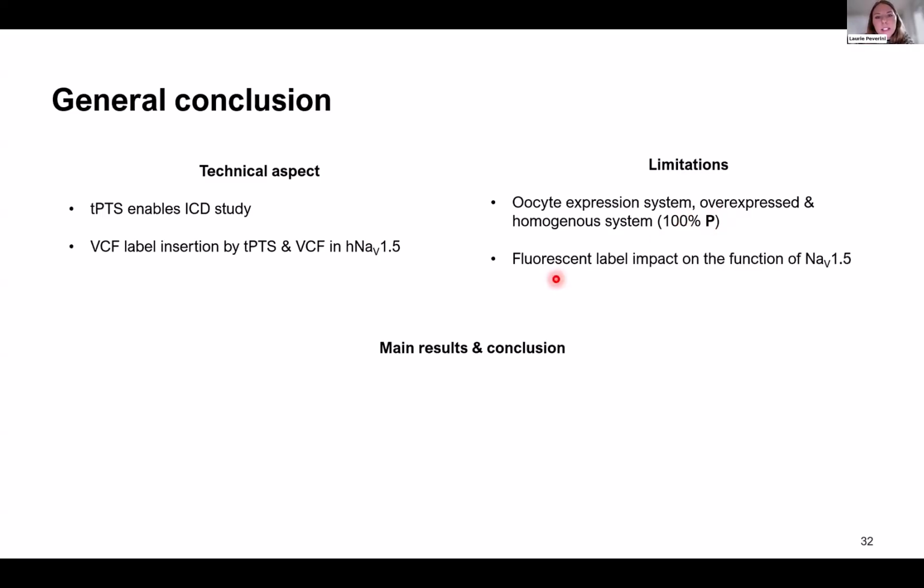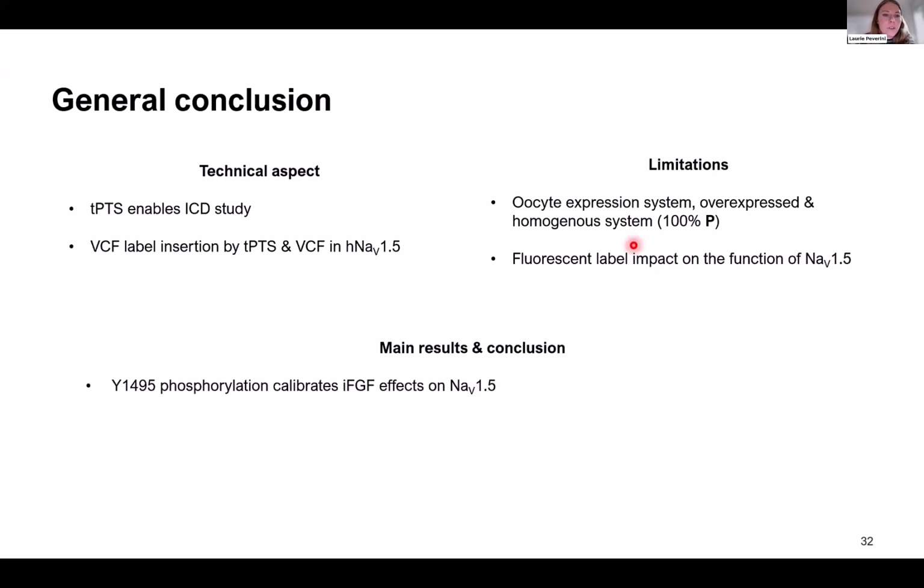And on the second project, I have to say that the fluorescent label that we have chosen has an impact on the function of NaV 1.5. So this is a bit of a trade-off because we decided to use a fluorescent probe that is quite bright and photostable, and it's relatively big. So it can have a small impact on the function of NaV 1.5. So it's important to choose the fluorescent label wisely.